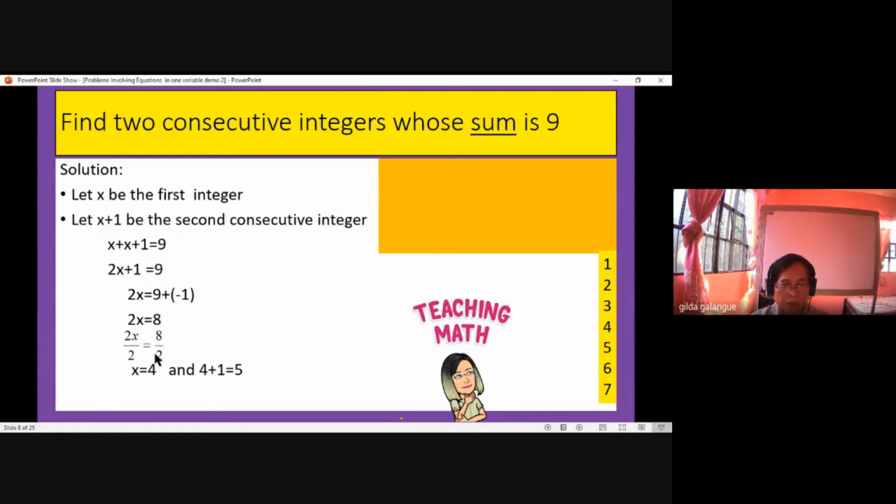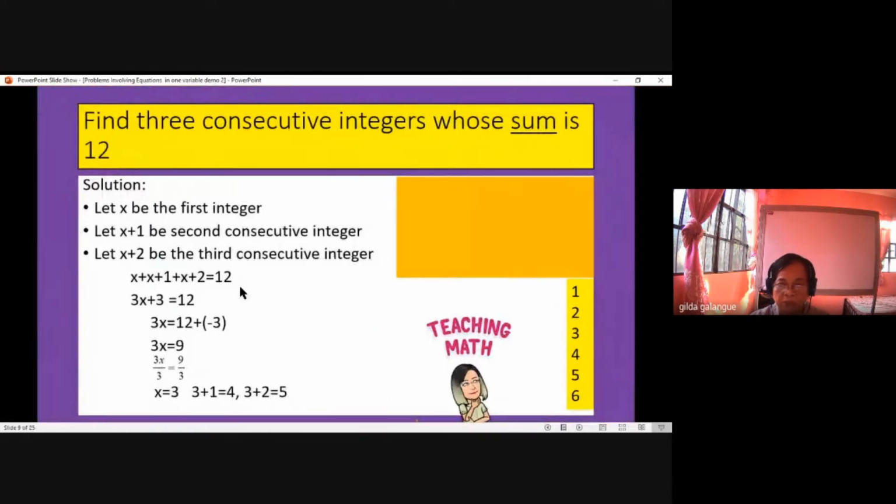So we have 4. What is the next consecutive integer? x plus 1, and that is 4 plus 1, and 4 plus 1 is 5. So we have our answer. 4 is the first consecutive integer, while 5 is the second consecutive integer.